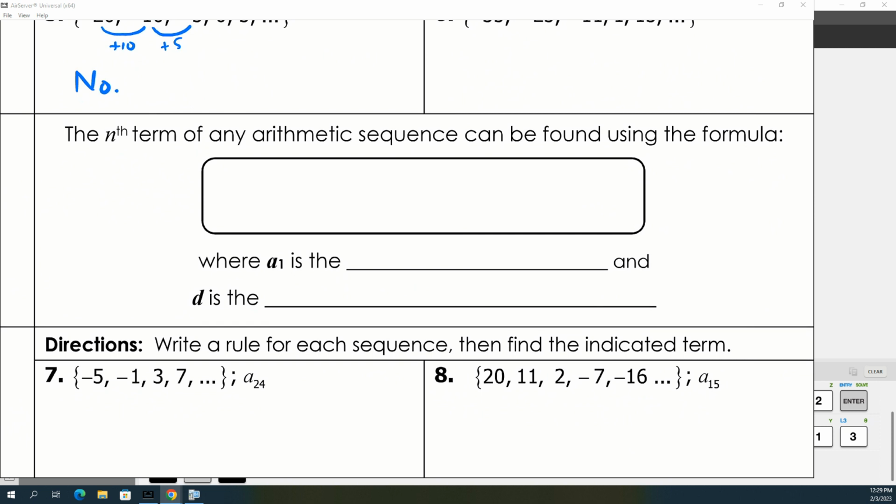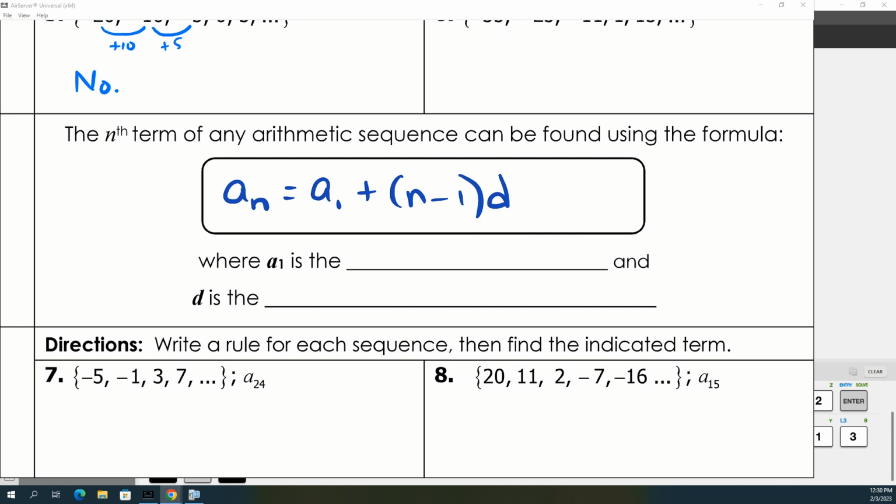So the formula is going to be a sub n. So if you want to find the first term, you're going to plug 1 in. You want to find the 20th term, you're going to plug 20 in. It's going to be equal to a sub 1 plus, in parentheses, n minus 1, and then that's multiplied by d.